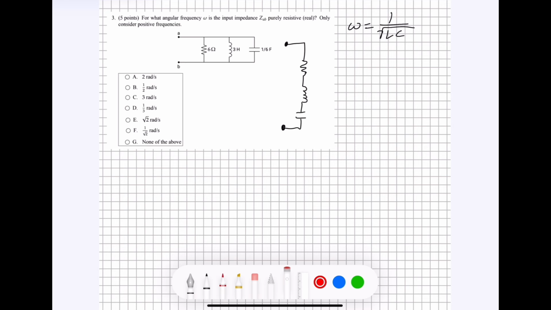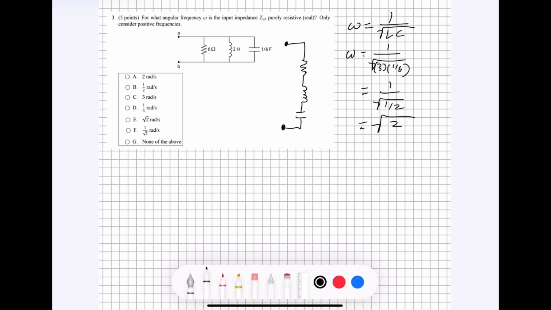And when that happens, the only thing we're going to be able to consider is the real resistance over here, which is 6 ohms. And so that's going to be the only part really that has an influence on our input impedance. So if we want to solve this equation, we just plug in the values that were given in the circuit. That would be 3 henries and 1/6 farads, which becomes square root of 1/2. And that is essentially going to be square root of 2, which means our answer here is E.